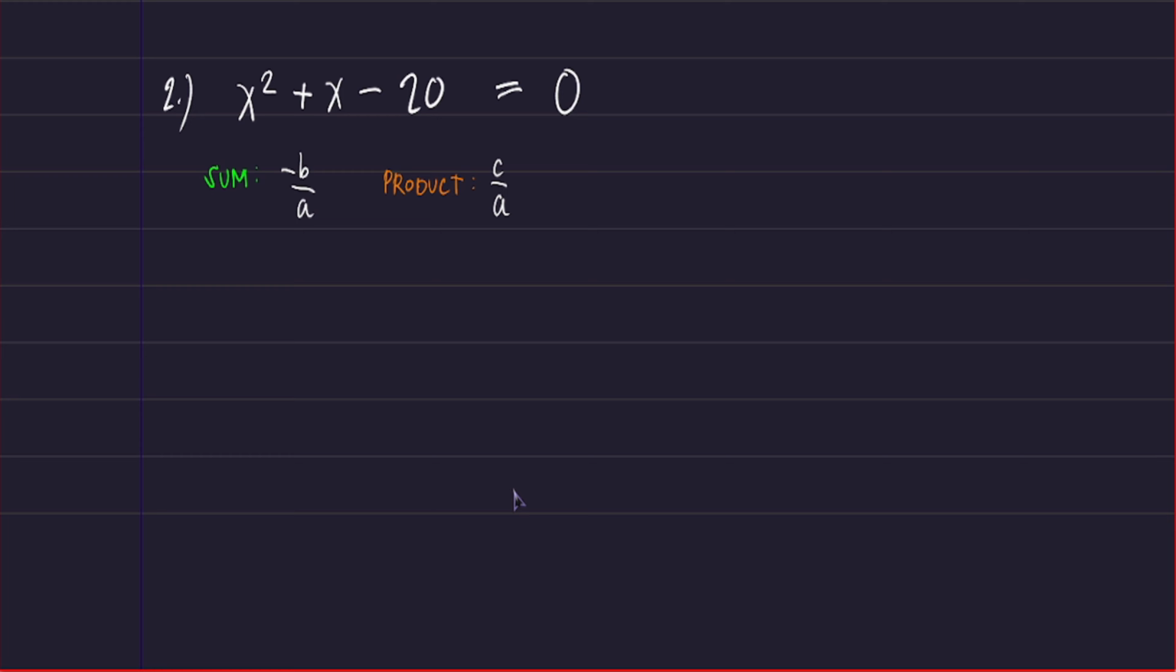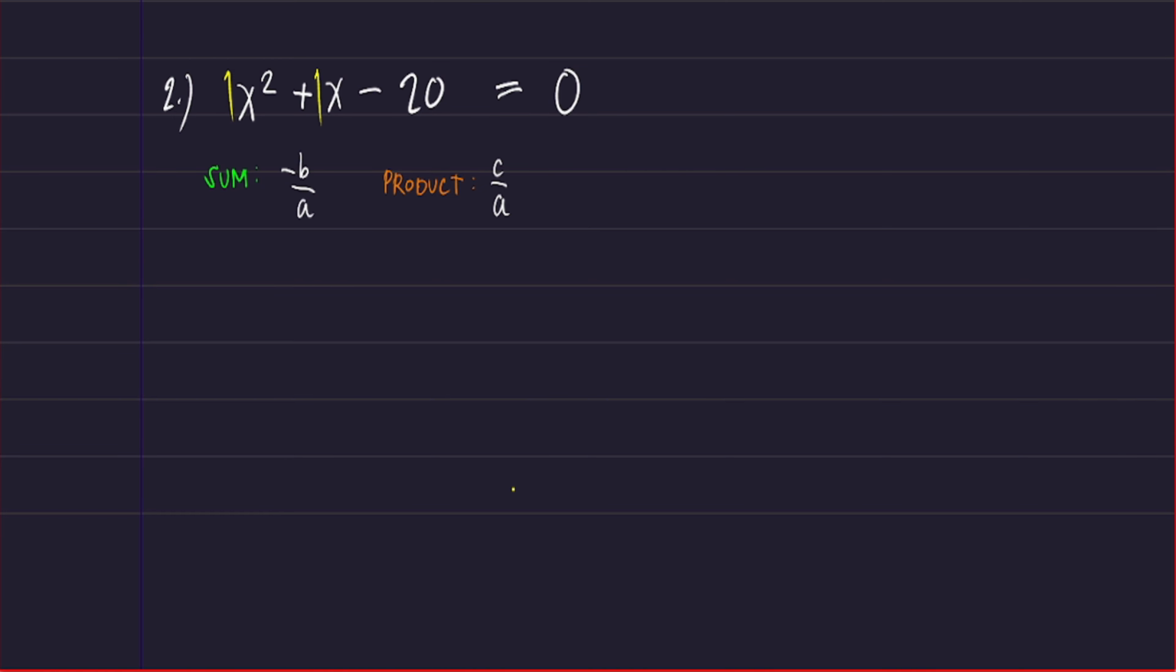Para sa ating pangalawang example, we have x squared plus x minus 20 equals 0. Hanapin natin yung sum saka yung product. Okay, we have negative b over a as sum and c over a as product. Una natin gagawin, mag-assign ng values ng a, b, and c. Ang ating x squared ay walang katabing numerical coefficient, so lalagyan natin siya ng 1. Same as x here. Meron siyang automatic na numerical coefficient na 1 din.